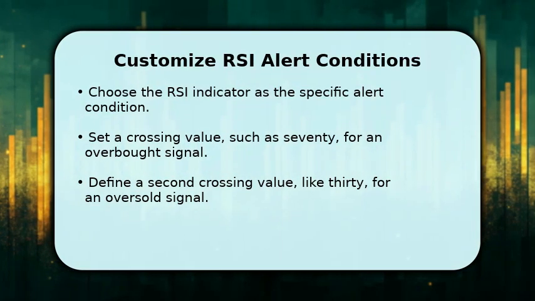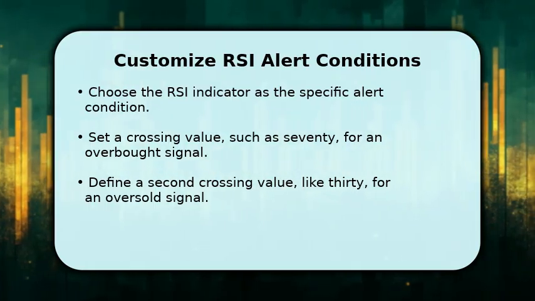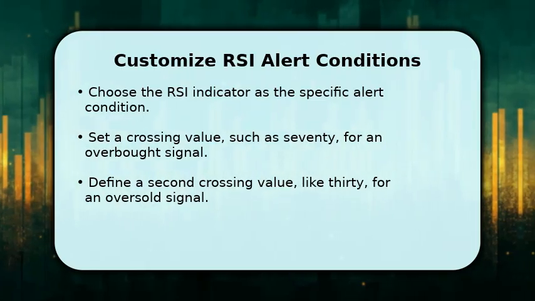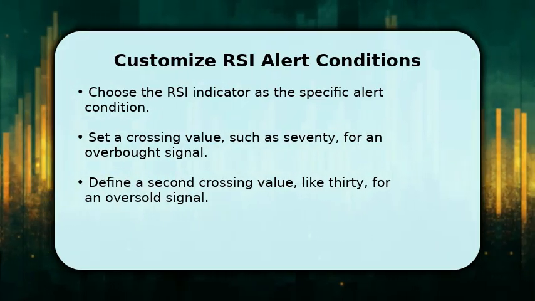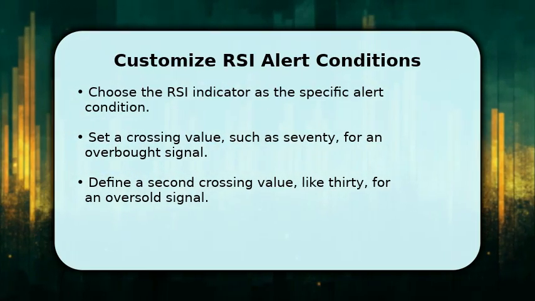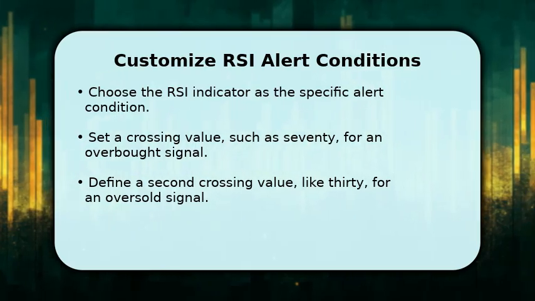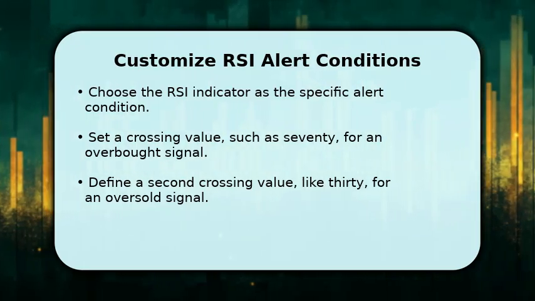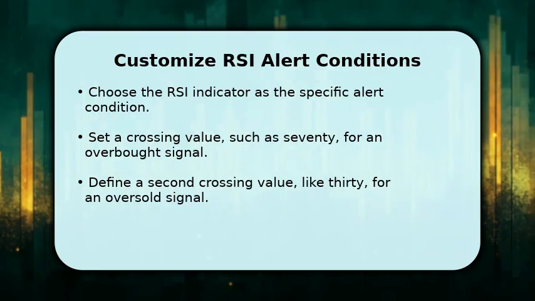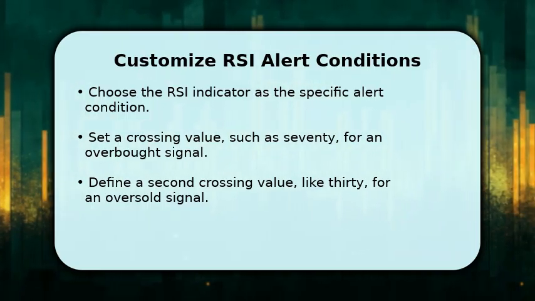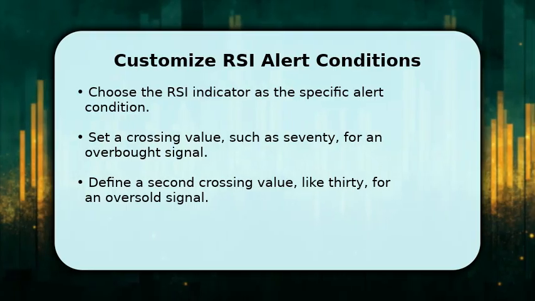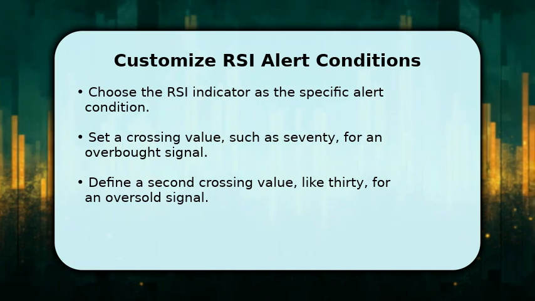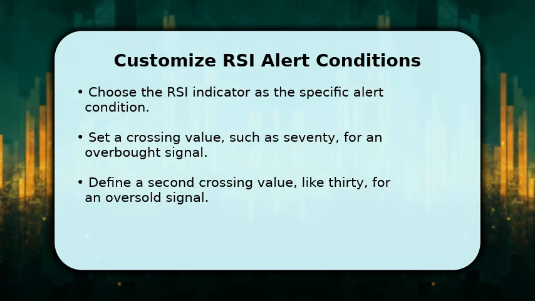Now, let's customize your alert conditions. In the Alert Creation window, select the RSI indicator as the specific condition you want to monitor. You'll then define the values that trigger the alert. For instance, you might set a crossing value of 70 to signal an overbought condition, indicating a potential reversal. Conversely, define a second crossing value, perhaps 30, to alert you to an oversold market. This precise configuration ensures you receive notifications exactly when market conditions meet your criteria.